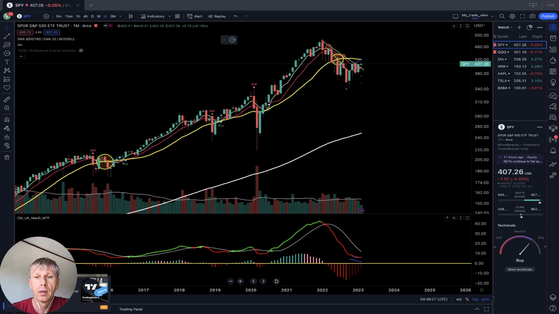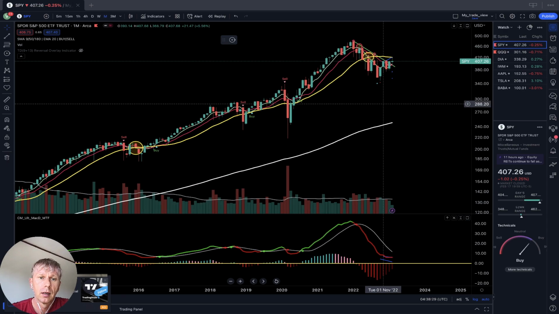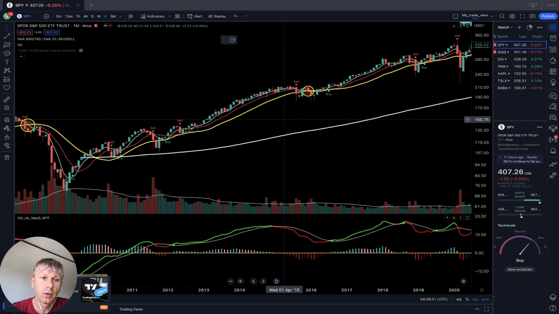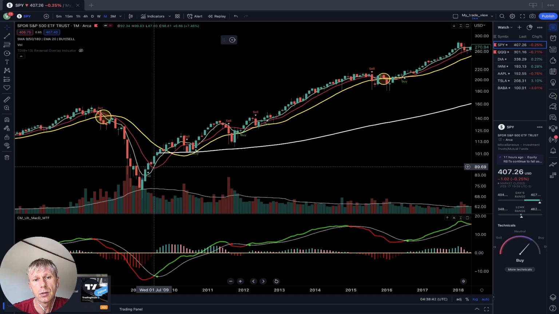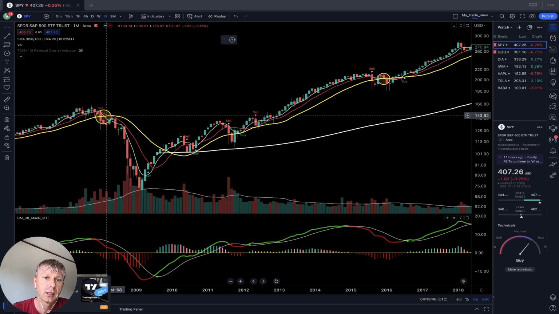SPY monthly. Let's see the trend. The bull trend started from here, right? From 2009. The MA5 did a bullish crossover over MA10 in July 2009. That's when the bullish trend started, right? But the bearish trend started in 2008. You see the MA5 did a bearish crossover over MA10 and over MA20. This yellow circle is the bearish crossover over MA20.